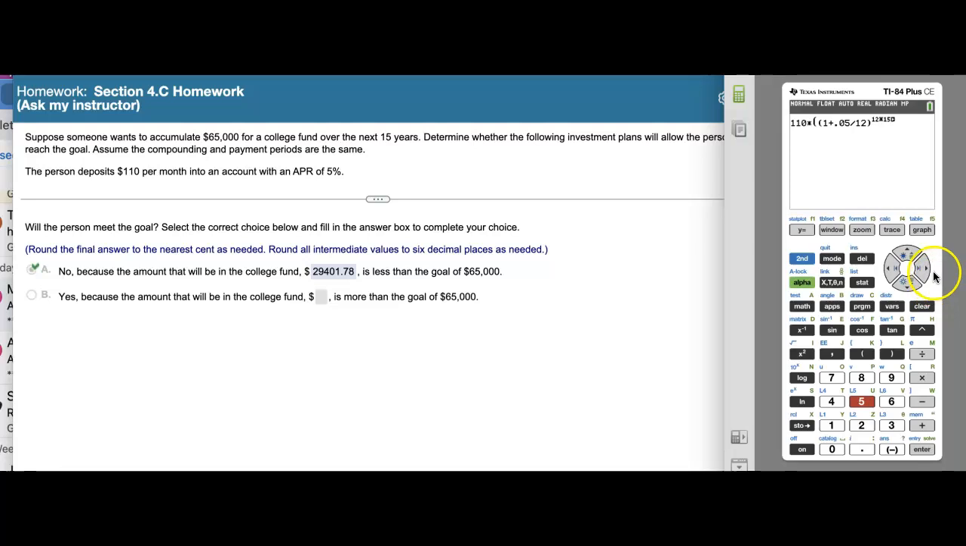Then, to get away from the exponent, we press the right arrow, which brings us back down. Minus 1, and then close that bracket. We're going to divide by the denominator, which is in parentheses, 0.05 divided by 12. It's very important that you type in these parentheses as you're doing the problem. Then when we enter, we get our answer of 29,401.78. I hope this has helped.